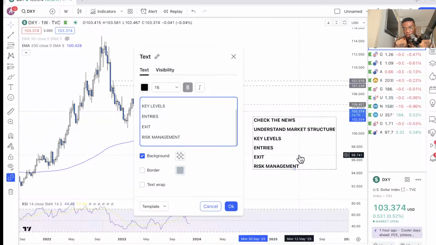So I'm seeing a lot of people saying EURUSD and US30. We're going to analyze all these pairs. Okay, so let's follow the framework. The first thing on the framework is to check the news.